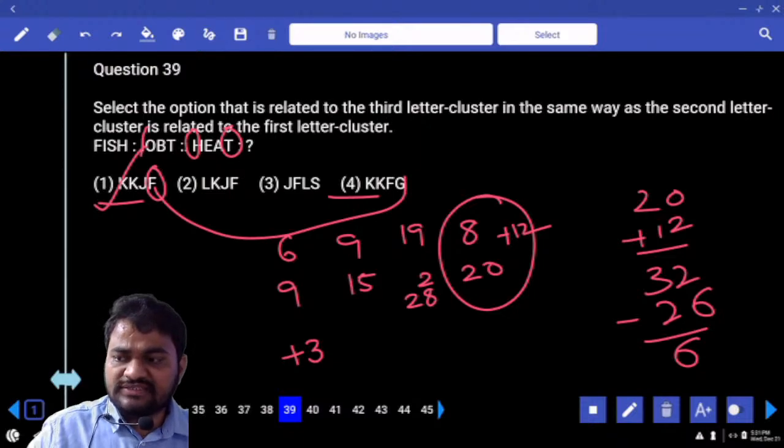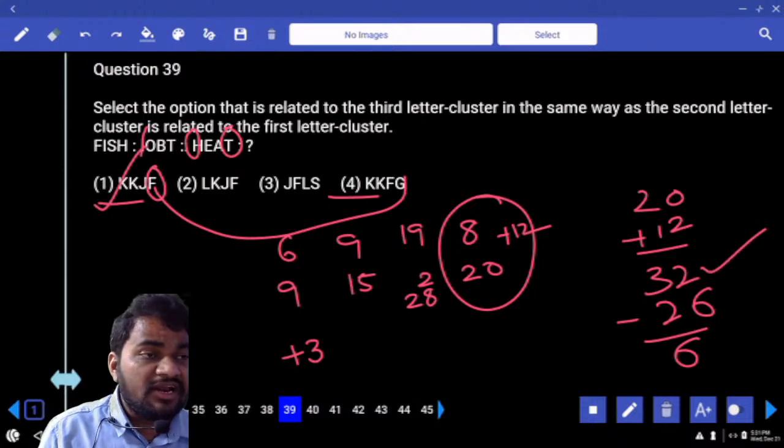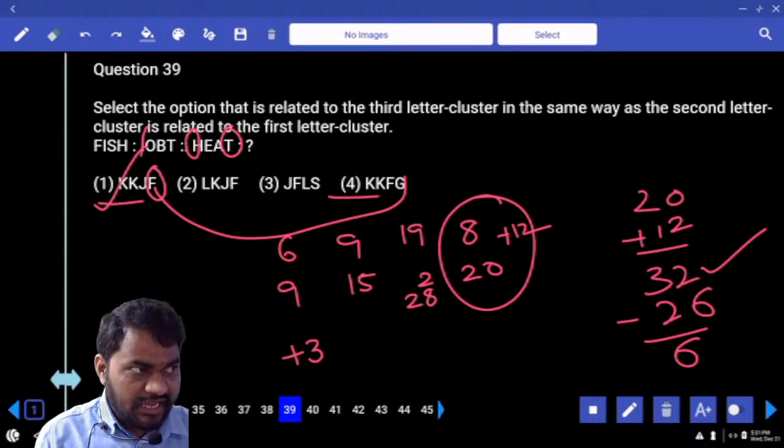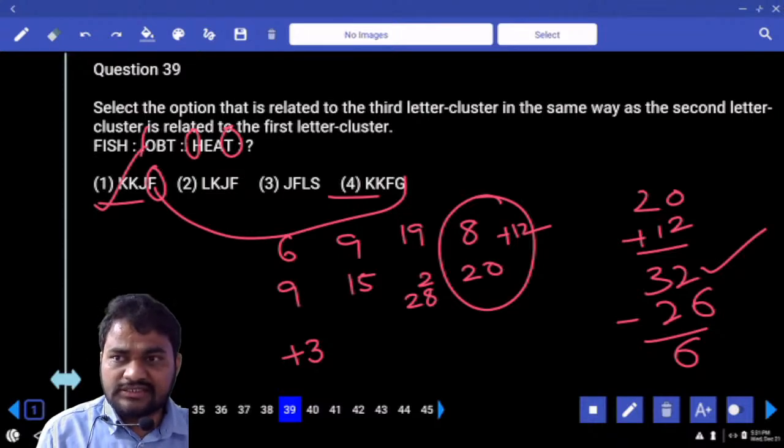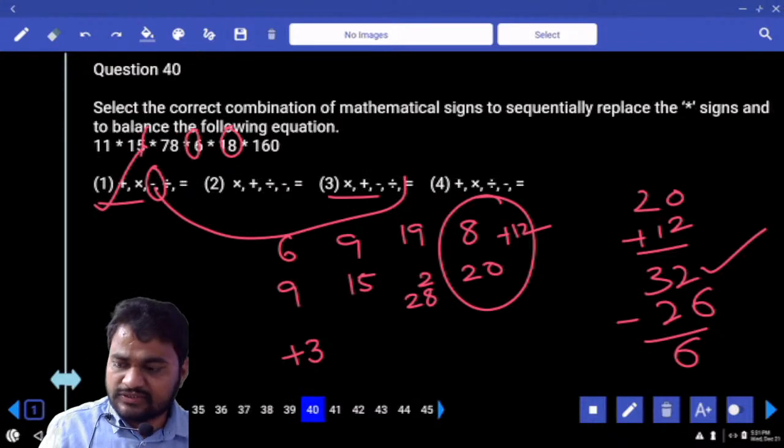20 plus 12 is 32. 32nd letter means we need to subtract 26 again. That is 6. 6th letter is F.